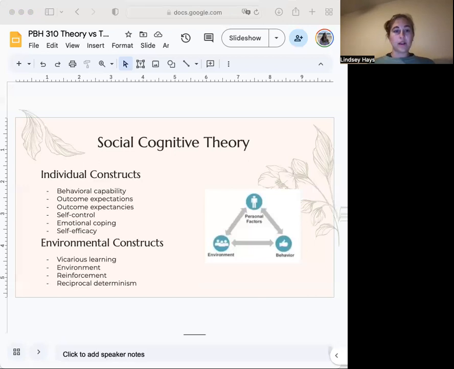And then the last one is reciprocal determinism. And this is the idea that it's a continuous loop. So it not only has the factors of you as a person, like, am I actually able to quit vaping? And then the environment. Are my friends vaping? Do I see them vaping? Am I tempted all the time? And then how that influences your behavior.